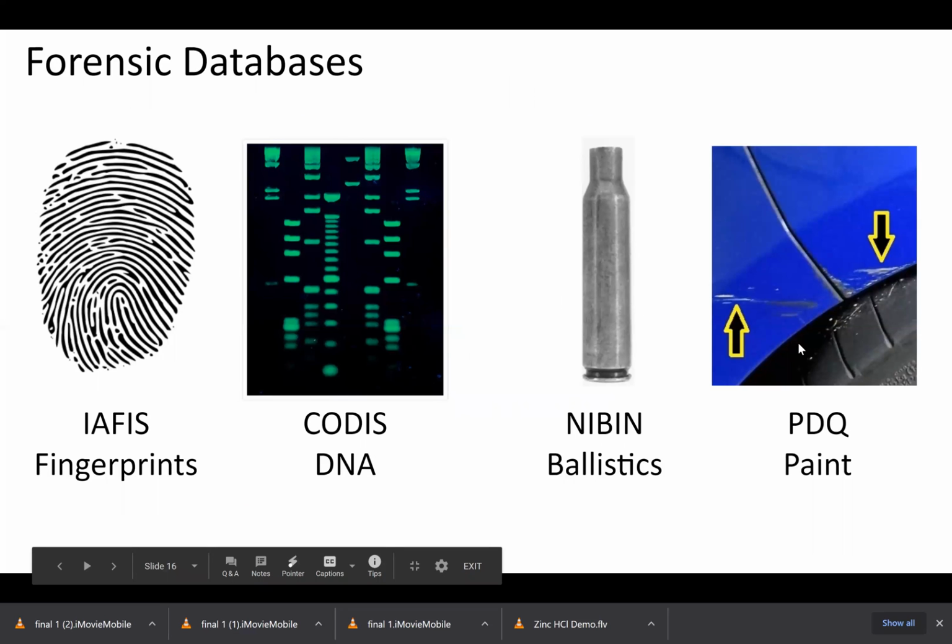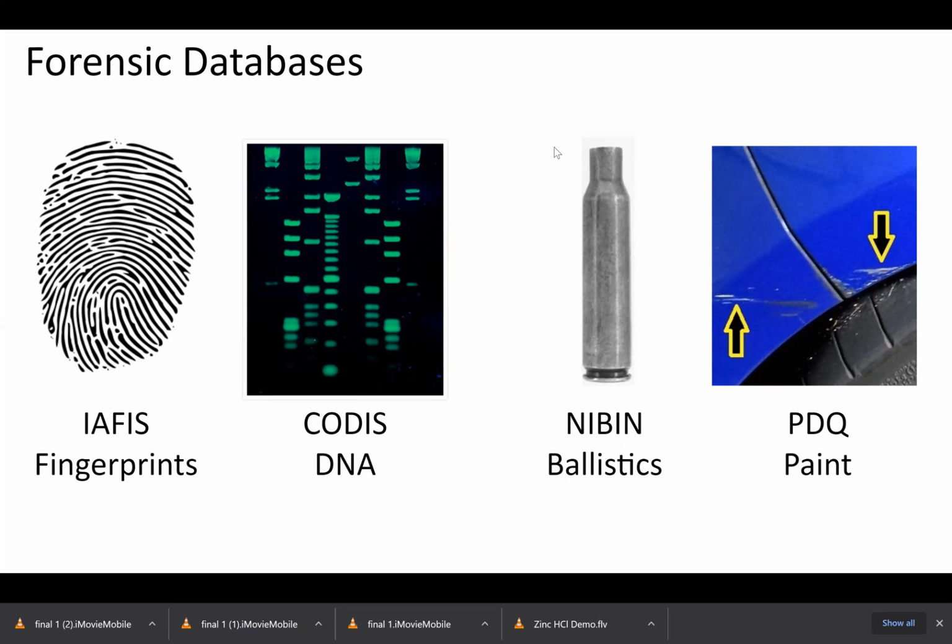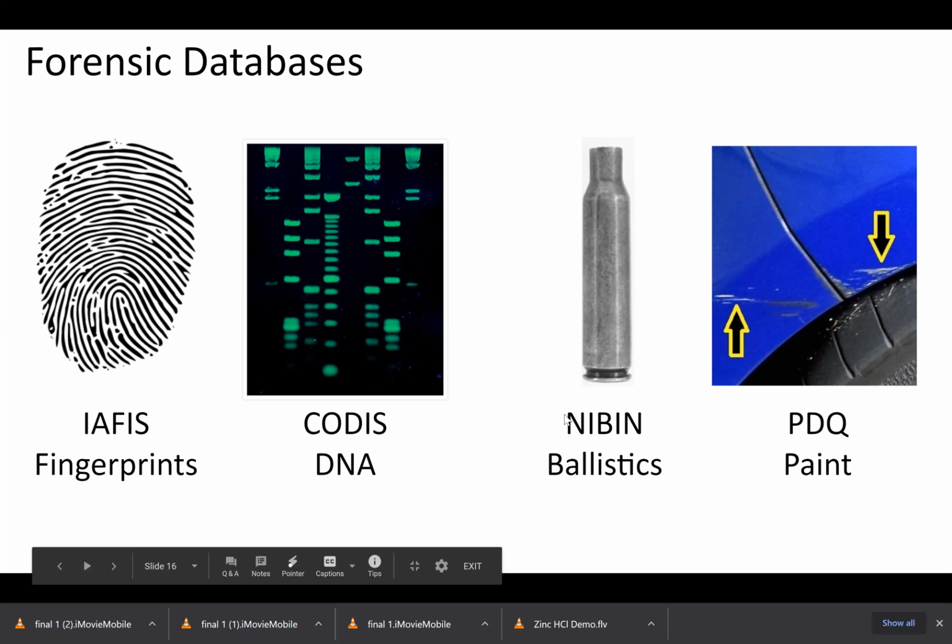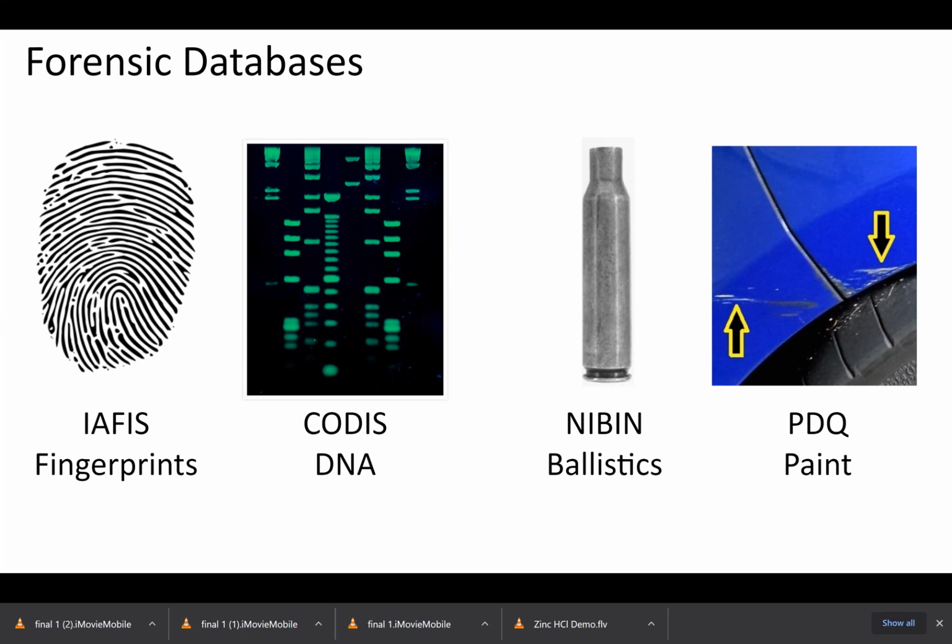All right. Now we're going to change to forensic databases. I think I actually talk about a 5th one in here too, but there's the AFIS, which is a fingerprint database, CODIS, which is the DNA database, NIBIN, which is ballistics, and PDQ, which is paint. And at some point, you might want to take notes of these because these are the types of things you need to know, and it's easy to get them mixed up, like which one is for which.